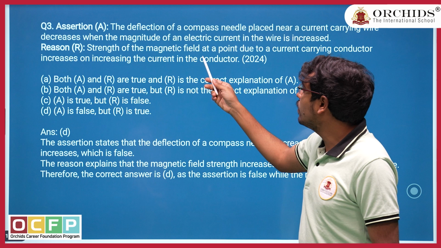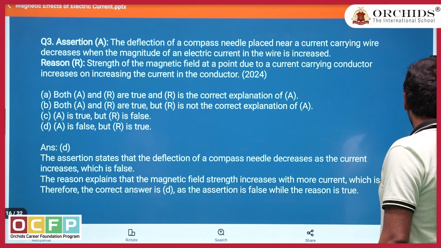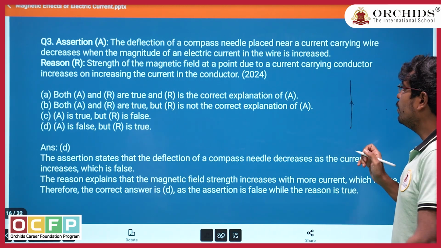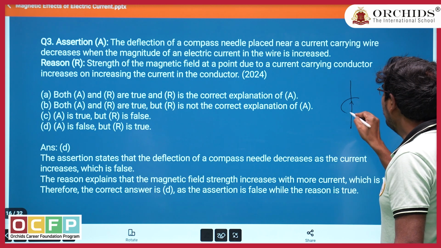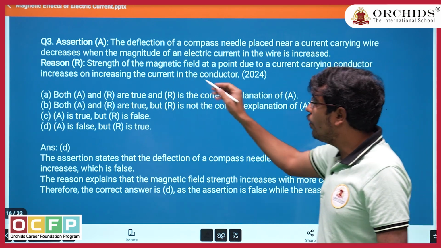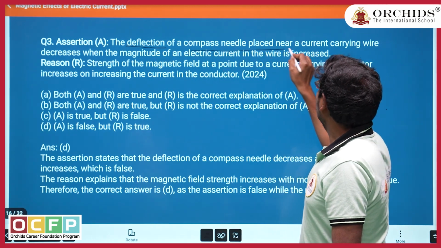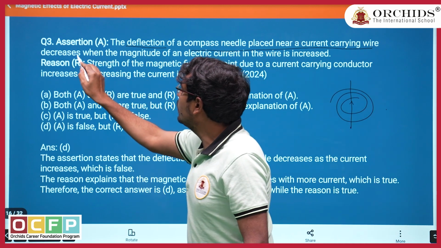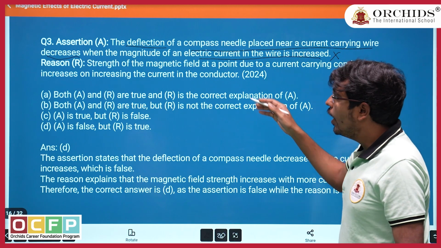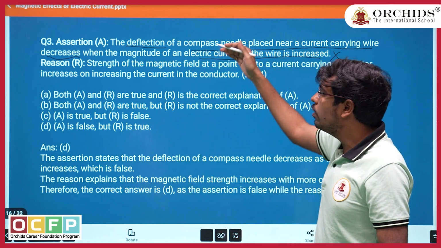So here, regarding the deflection of the compass needle, we know that when there is a current carrying conductor, for example, if you observe here, when the current is flowing through this, a magnetic field will be created around it. So the more the current, the more the magnetic field, so the deflection will be more. But here they are saying the deflection decreases when the magnetic field is increased, which is wrong. Actually both are directly proportional, but here the statement gives them as inversely proportional. So the first statement is wrong.